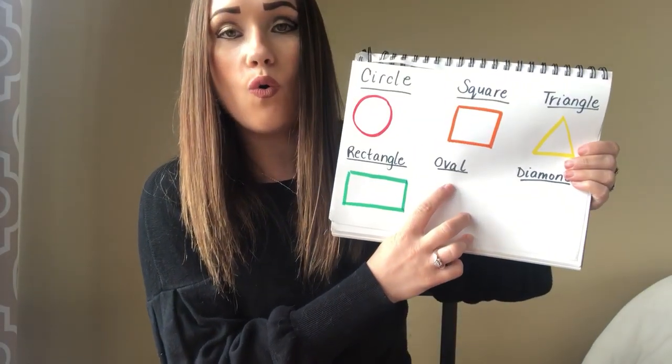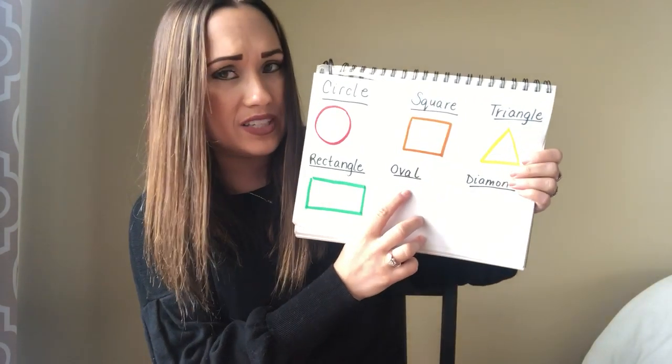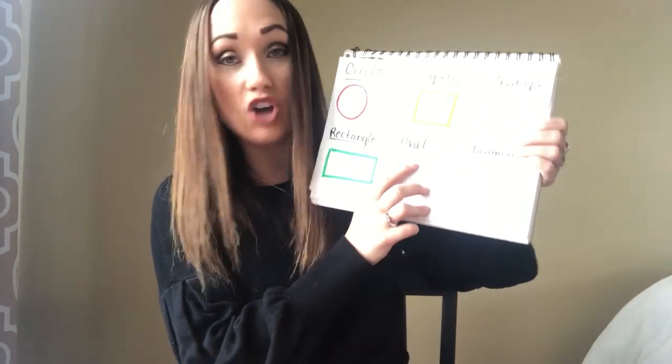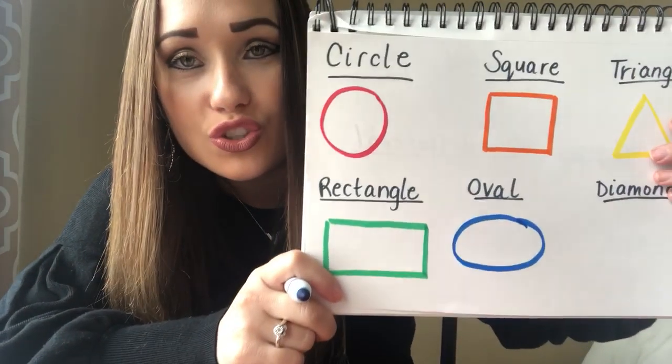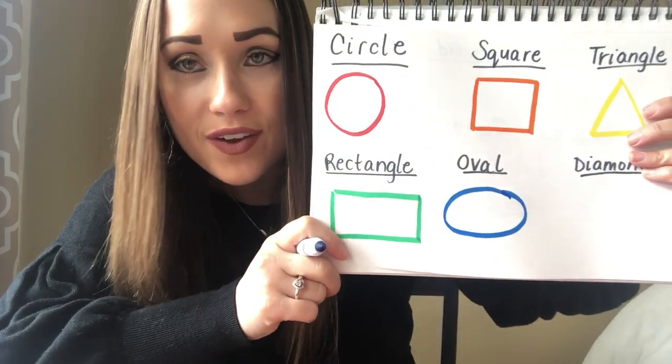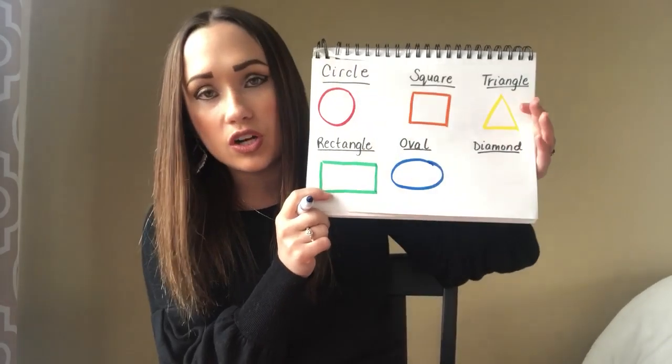The next one we're gonna do is an oval. Oval. Do you all know what an oval is? Let's see if you do. So I'm gonna draw it, and then let's see if you do. Okay, so oval. That is an oval. It's almost like a squished circle, right? Like a little squished circle.